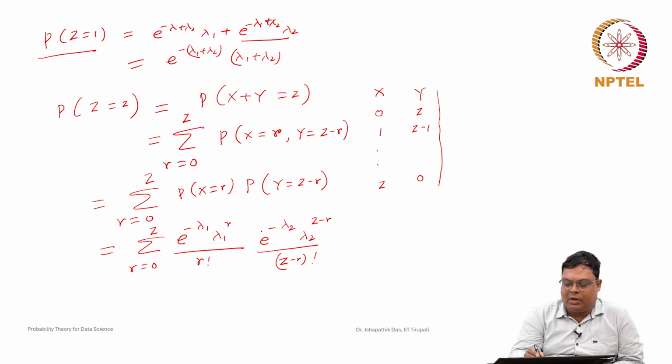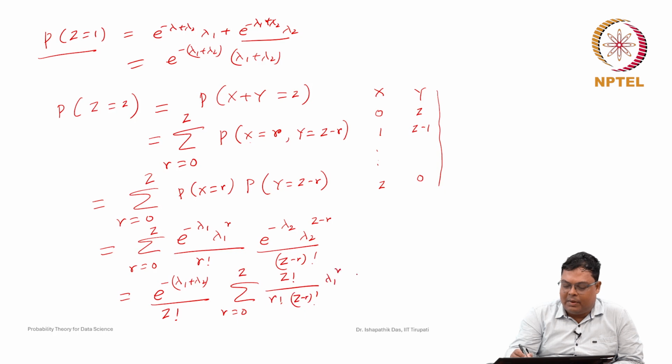So, then if you combine and simplify these things, it is nothing but e to the power of minus lambda 1 plus lambda 2 outside, and then it is lambda 1 to the r, lambda 2 to the power z minus r, and also r factorial, z minus r factorial. Now, you see that r plus z minus r is z, so I just want to divide by z factorial, and I multiply by z factorial in this summation 0 to z. This is z factorial by r factorial, z minus r factorial, then lambda 1 to the power r and lambda 2 to the power z minus r. So, this has some kind of special form.